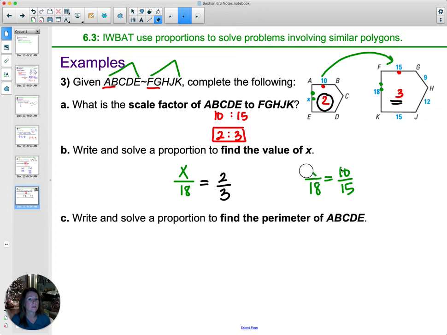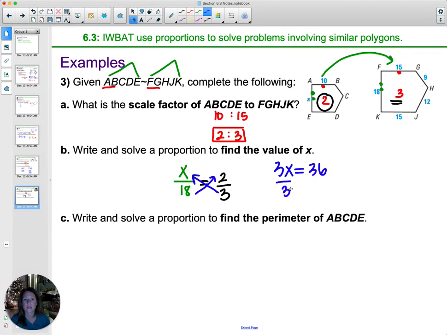This one's just going to be already reduced for you, so the math is going to be a little bit simpler. So just cross multiply, so you get 3x equals 18 times 2 is 36. Divide by 3, and you get x equals 12.